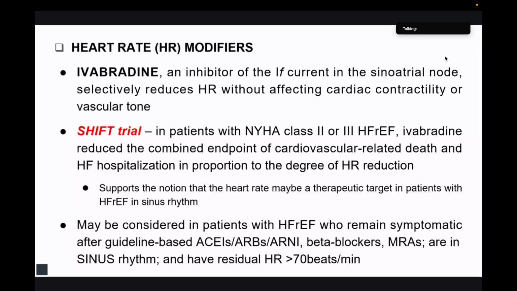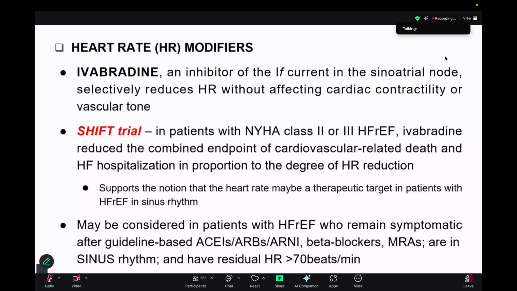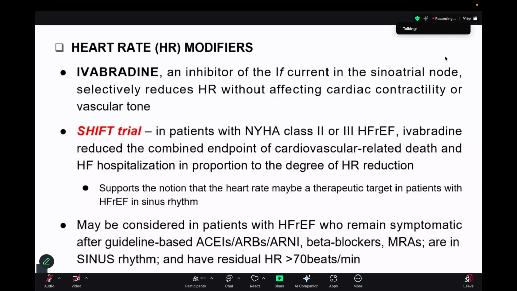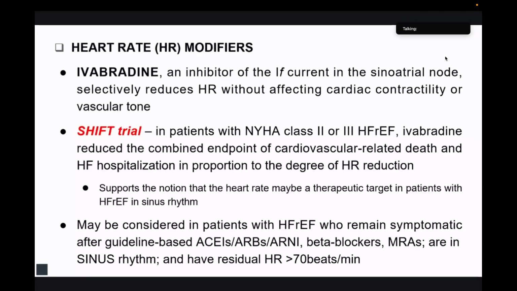Ivabradine may be considered in patients with HFrEF who remain symptomatic even if they are already on guideline-based therapy with ACE inhibitors, ARBs, ARNI, beta blockers, and MRAs, who are in sinus rhythm and still have a residual heart rate of more than 70 beats per minute.